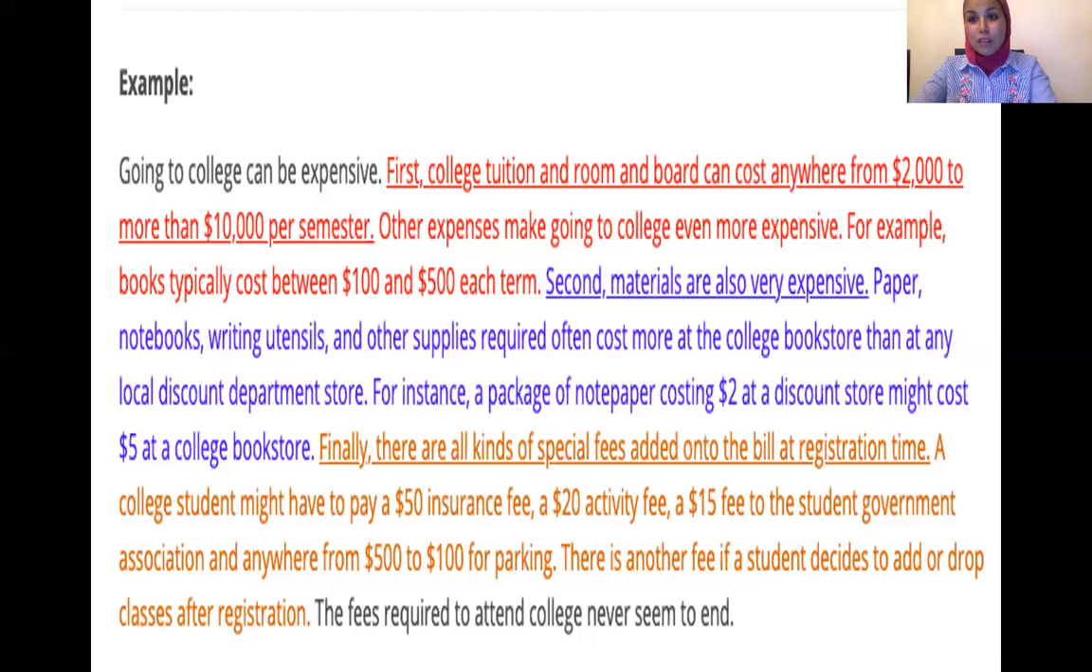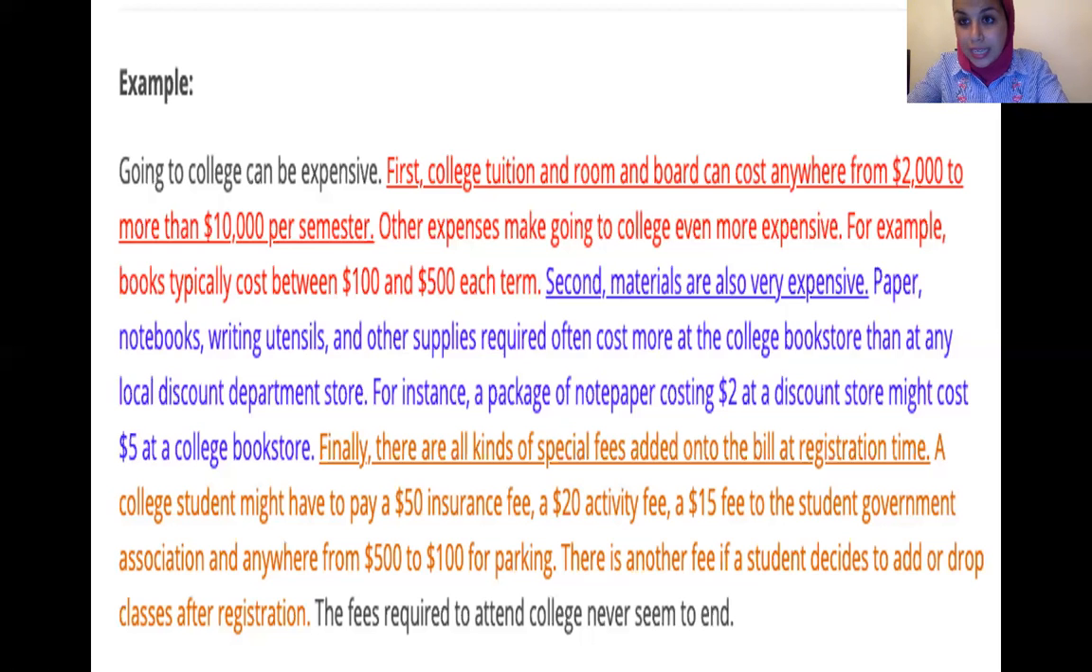Let's see this paragraph as an example. It's very, very simple. Of course, the paragraphs you are going to write are going to be a little bit more complex than this, but I just wanted to show you something simple to make it clear for you. So let's look at the black sentences first. We can see a black sentence in the beginning of the paragraph. Going to college can be expensive.